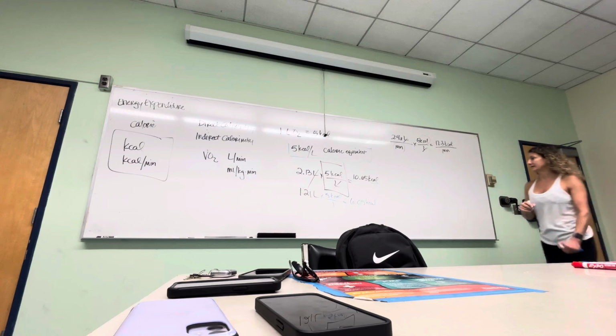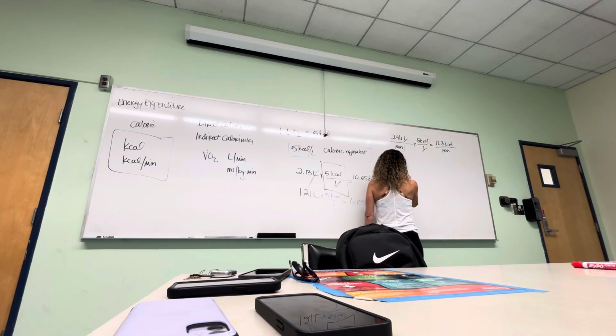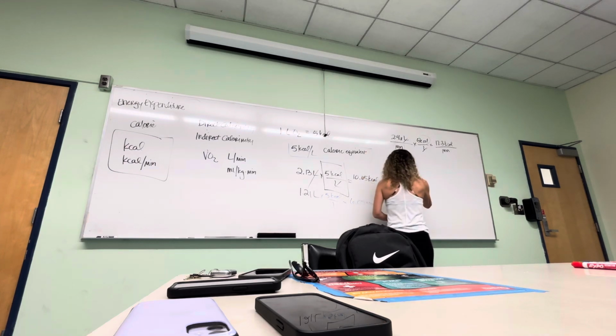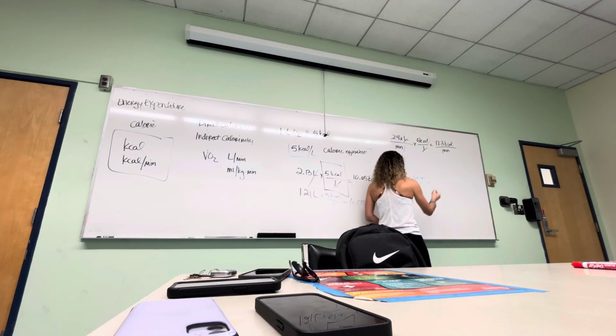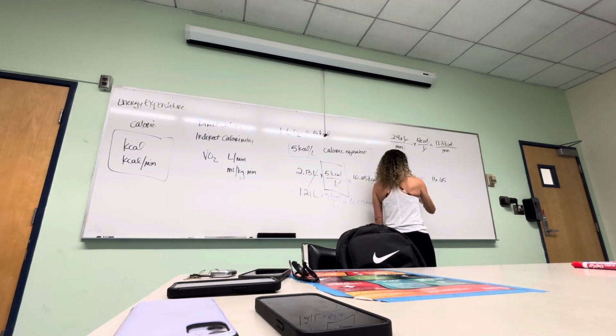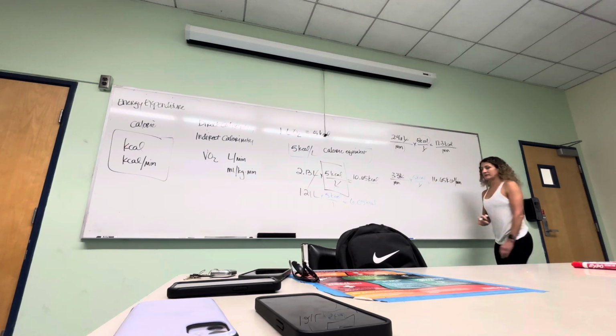Okay, let's do one more like that. Let's say someone is consuming 3.33 liters of oxygen per minute. Calculate energy expenditure. We multiply this by the caloric equivalent. Please tell me what you get. 16.65. Everybody agree? Unit? Calories per minute.